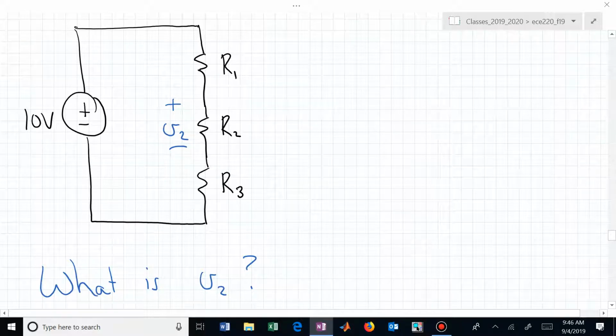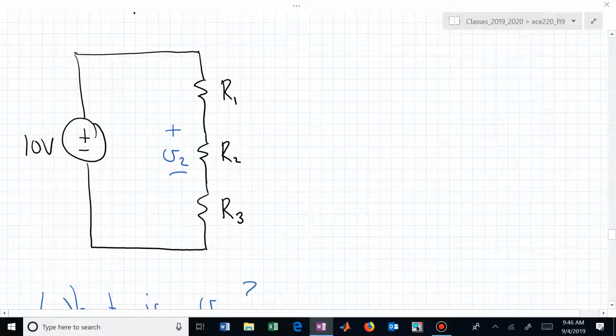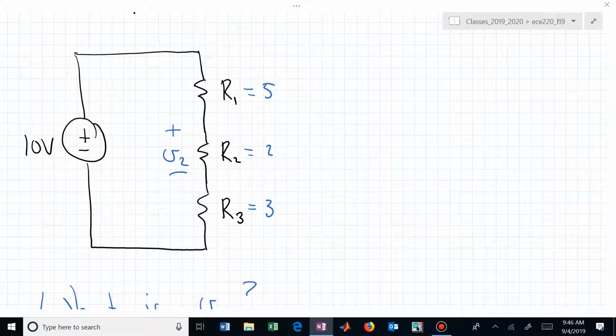Could we do it by brute force? Well, let's put some numbers in. I already have a 10-volt source. Suppose that I now say R1 is 5, R2 is 2, and R3 is 3. I'm getting very creative with these values. Actually, the creativity was on R sub 1, that being 5. And maybe you can see why. Those resistors sum up to equal 10, and I'm going to be dividing that into 10, and I can do that math. 10 divided by 10 gives me 1, and now we know what the current is.